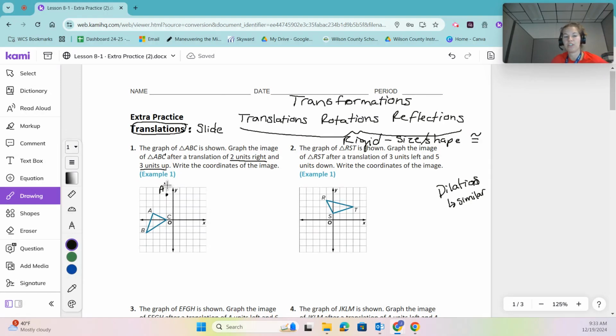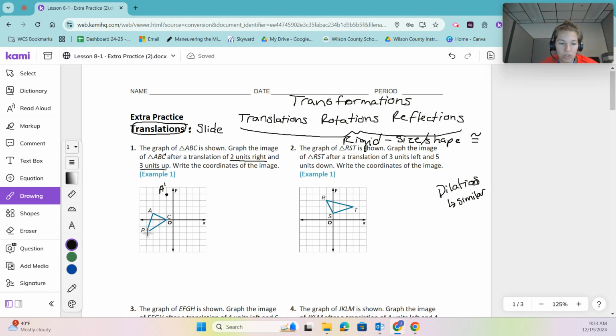This prime notation just means the new point after a transformation has occurred. You could also have an A double prime if you did 2 things to it, or an A triple prime if you then do another thing. It's just one way of notating the steps along the way. So this is the point that represents that original point A. Also, you can tell which one was the original figure and which one was the new figure based on that notation. And that prime notation is just an apostrophe.